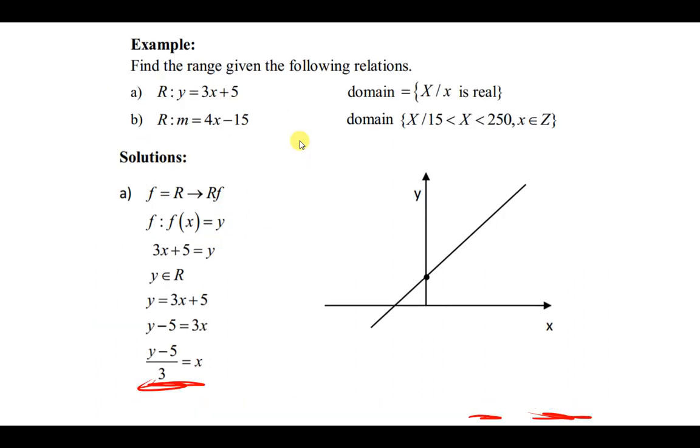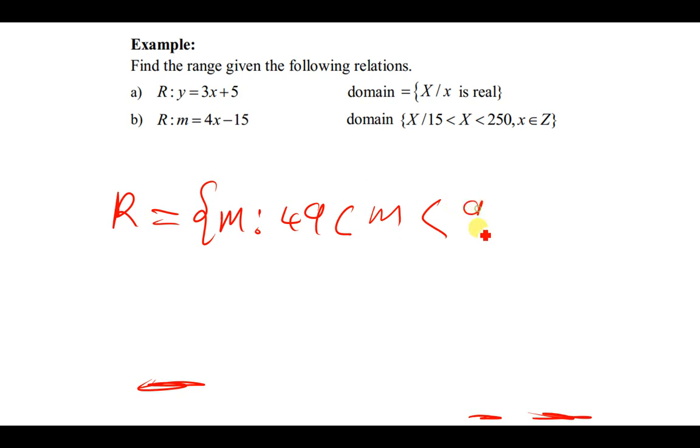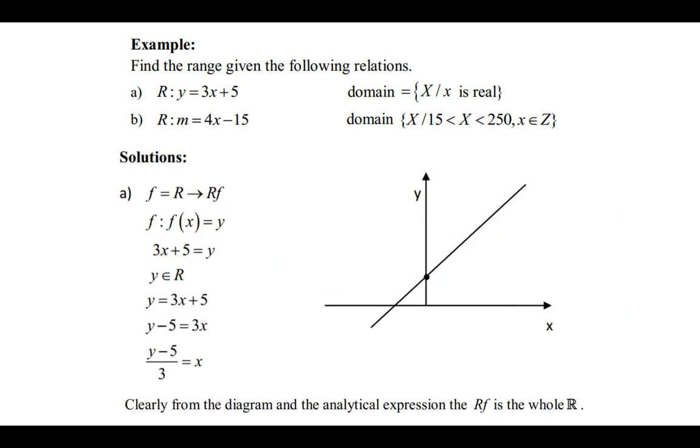Yeah, so from this expression, the one that I wrote here as the range, I forgot something. So the range was supposed to be written as m such that 49 less than m less than 981. It was supposed to include that we're dealing with integers. So we say m is a member of integers. So I forgot to add this part, which is the solution set.